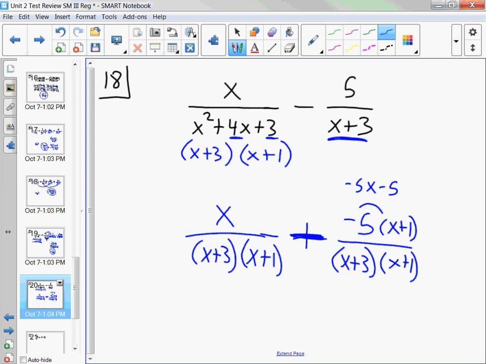And so my numerators are x, well, I'm just going to do this all at once. I'm going to add these together. x plus negative 5x is negative 4x, and then I have also a negative 5, over my common denominator, x plus 3, x plus 1. Negative 4x minus 5.